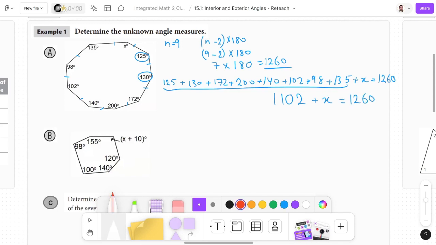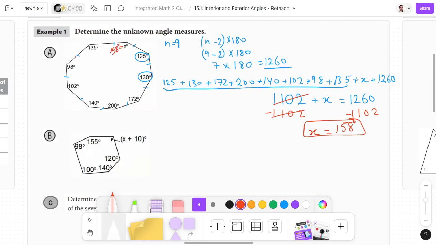1,260. So now what should I do? Just subtract 1,102 from both sides, and you will get x. So x is equal to 1,260 minus 1,102, which is 158. So this is my missing angle, 158. I hope you understand this.